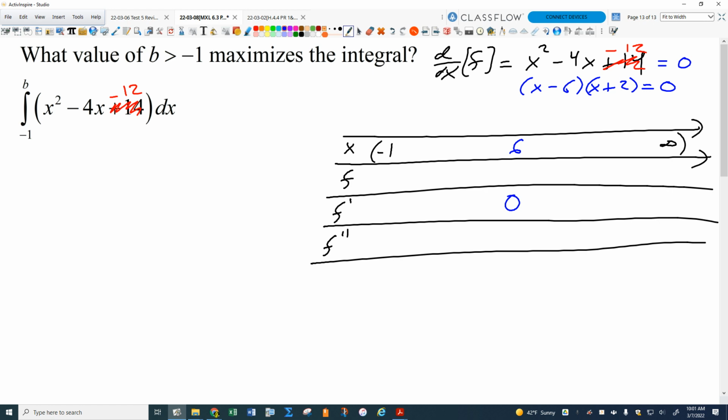So 6 is my critical number, where we get a 0 of the first derivative. Okay, we'd want to go ahead and take a second derivative. I mean, we could use the first derivative test, that's fine. In fact, it's pretty easy to take a second derivative though, isn't it? Our second derivative would just be 2x minus 4. Okay, and so we can evaluate that at 6, and we get a positive answer, which is not what we want.